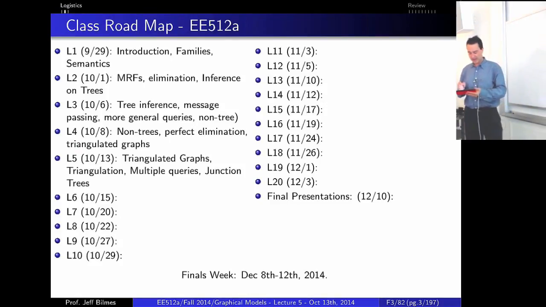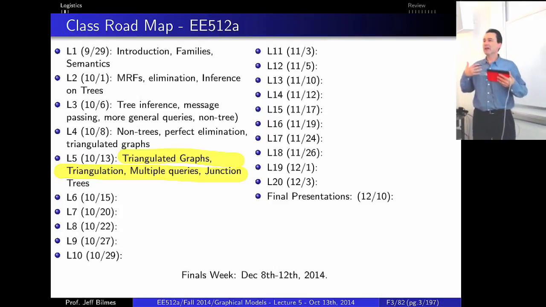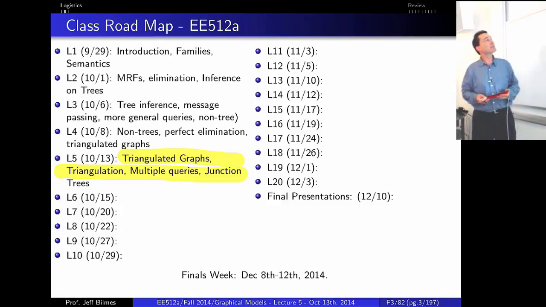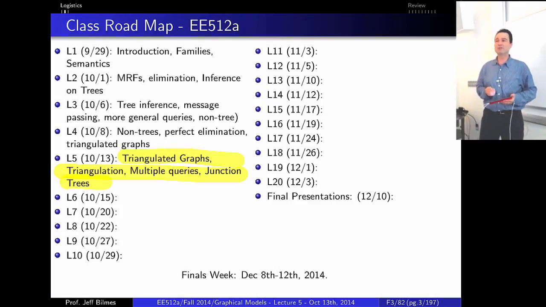So today what we're going to be talking about is triangulated graphs, the notion of triangulation, and generalizing this idea of how, when we saw in the pure tree inference case that we could reuse messages and reuse essentially the process of taking a tree and turning it into an inference strategy for any of the clique marginals that we might want, we'll be able to do the same thing essentially for triangulated graphs. And there's going to be some good news and some bad news.